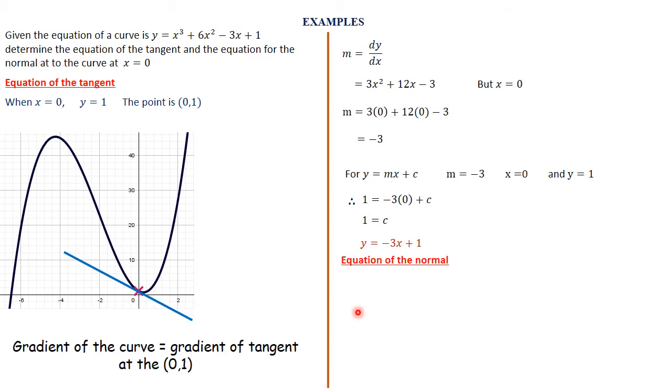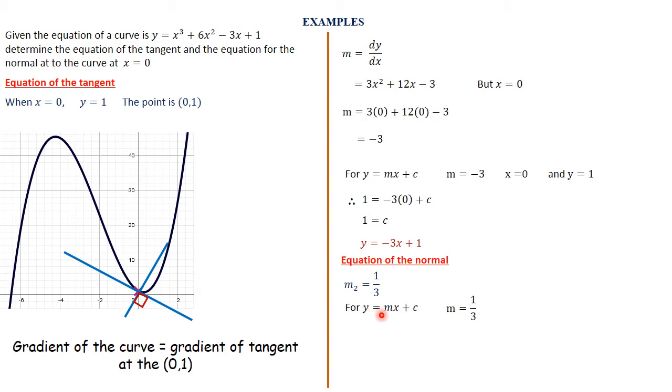I think that's clear. For the equation of the normal, we should know that the normal is the line that is perpendicular to the tangent at the point (0, 1). The gradient, let me call it m2, is a third. It's the negative reciprocal of m. Negative, so it becomes positive. Reciprocal, so it becomes 1 over 3. And therefore, it's a third.